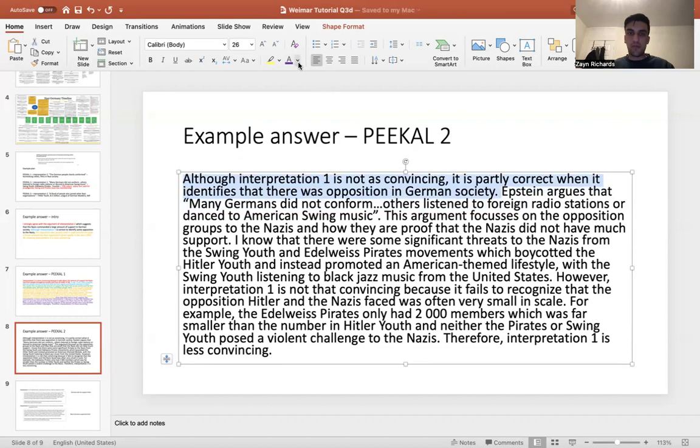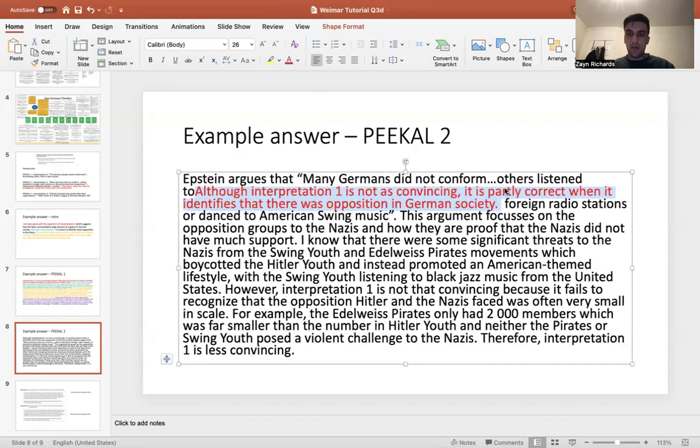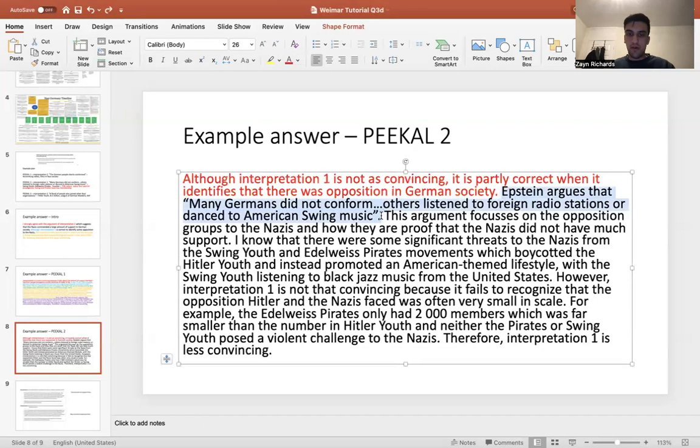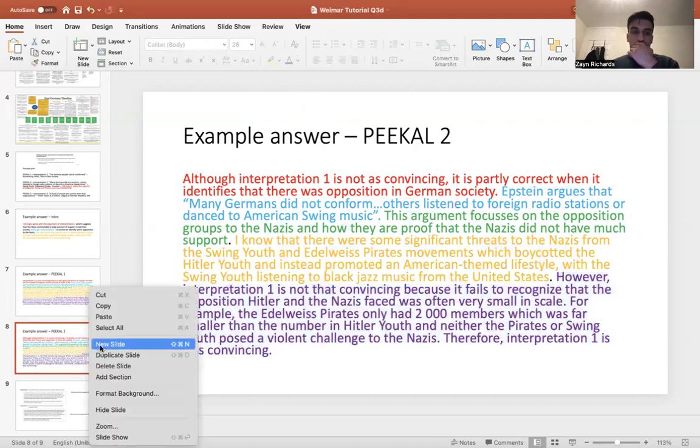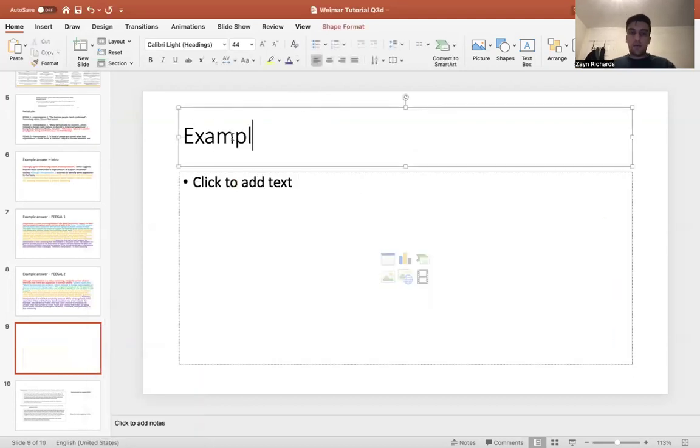So in red, we've got our point sentence. In blue, we've got our evidence. Try and mention the name of the historian as well when you're writing your answer. So there we go, own knowledge. And then notice, guys, how large the analysis is on this paragraph. So it's a bit more detailed. Okay, final PCAL, and then we are on to the conclusion.